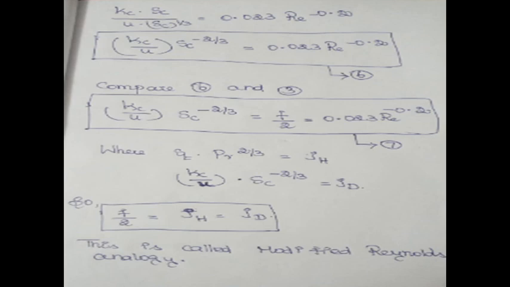Two things are very important here: one is the heat transfer j factor, another is the mass transfer j factor. The heat transfer j factor from equation 4 is Stanton number into Prandtl power minus 2 by 3. From equation 7, Schmidt number power minus 2 by 3 into Kc by U is equal to JD. JH and JD are the j factor for heat transfer and the j factor for mass transfer. This is called the Chilton-Colburn analogy. Another name is the modified Reynolds analogy.